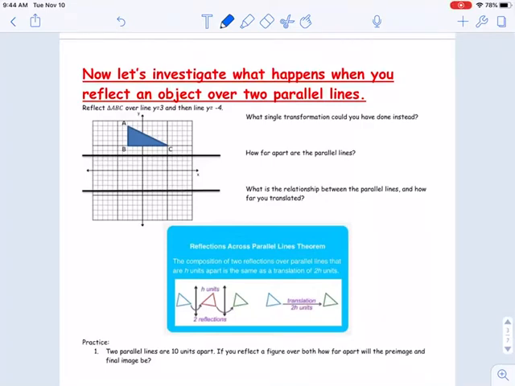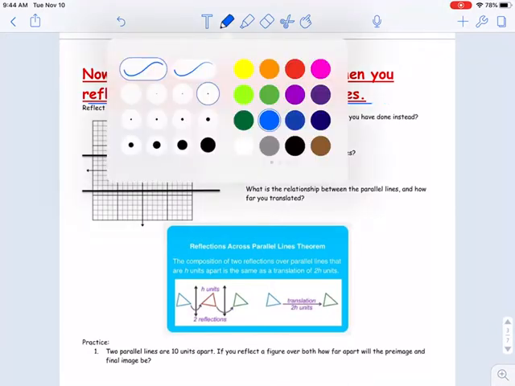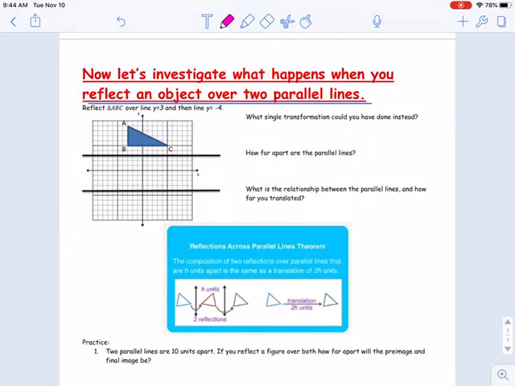Okay, so we just knocked out the glide reflections. Now, what the heck is going to happen when we reflect an object over two parallel lines? Me curious. What's going to happen? All right, so we're going to reflect over y equals 3, then y equals -4.